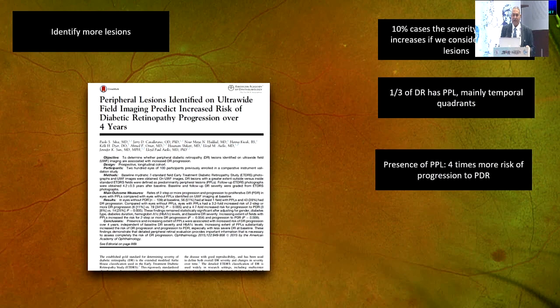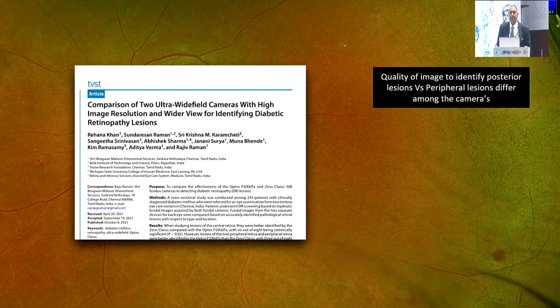We had this very good paper which came out from Dr. Lord Paul Ailolo's group, which suggested at that time that if you have the presence of predominantly peripheral lesions, these patients have 4 times more risk of progression to proliferative disease. And definitely everybody was keen, and there was more use of peripheral lesion identification using wide field cameras. We tried comparing whether you need more resolution or a wider view, and we compared 2 of the wide field cameras and looked at the quality of the image to identify posterior lesions versus peripheral lesions. What we found is that both are equally important as far as diabetic retinopathy is concerned, and Optos, which was one of the cameras we used, definitely overscores in looking at these peripheral lesions.